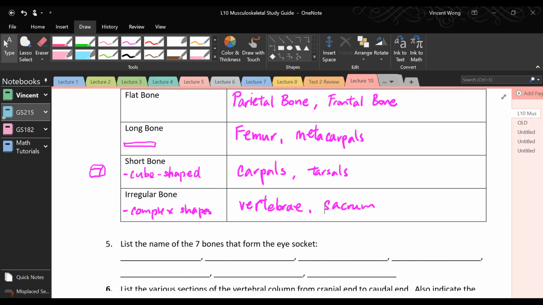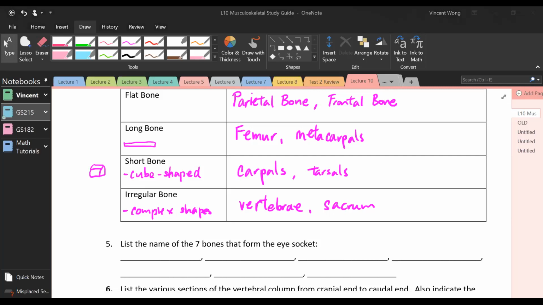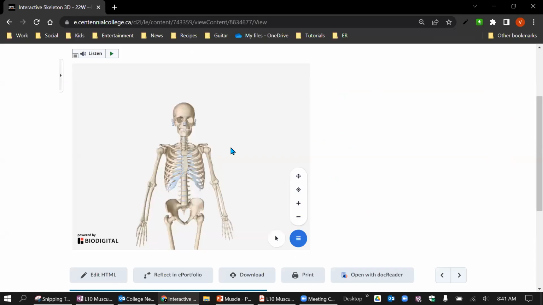All right, next one. List the names of the bones that form the eye socket. All right, so let me just quickly review that with you. And so here is the skeleton.